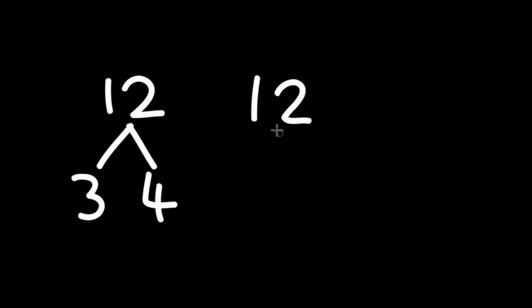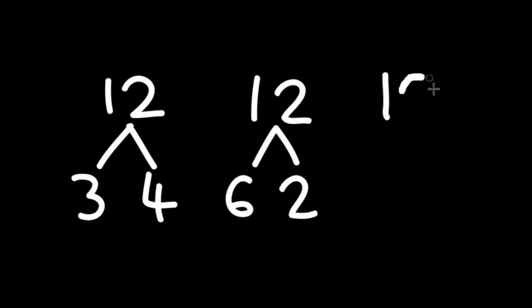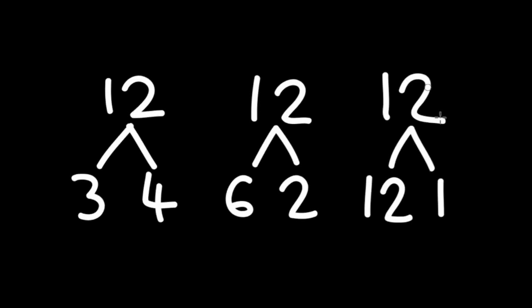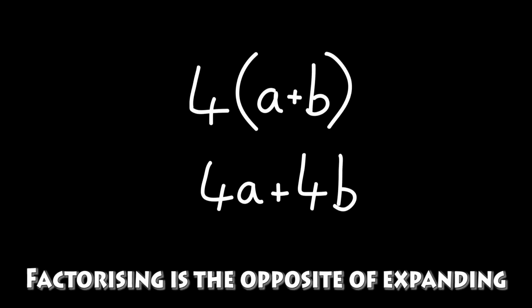We can use factor trees like this to help us find combinations of factors that will result in the same product. 12 can be made up by multiplying 3 times 4, or 6 times 2. Don't forget 12 can also be made up by multiplying itself by 1, so 12 and 1 are also factors of 12. The expression at the top has been factorized, and the expression underneath is the expanded version.